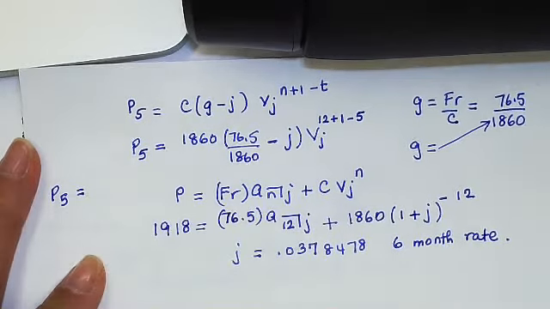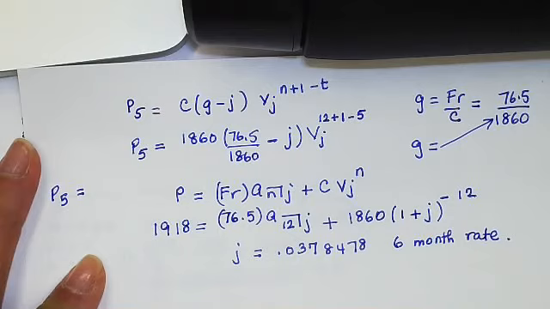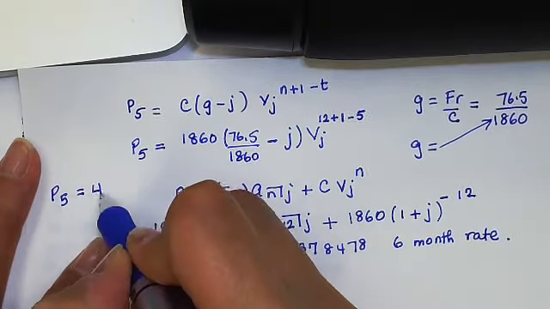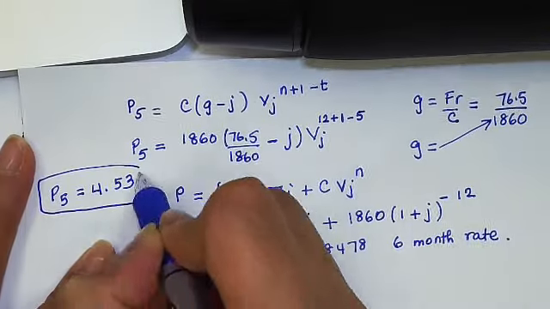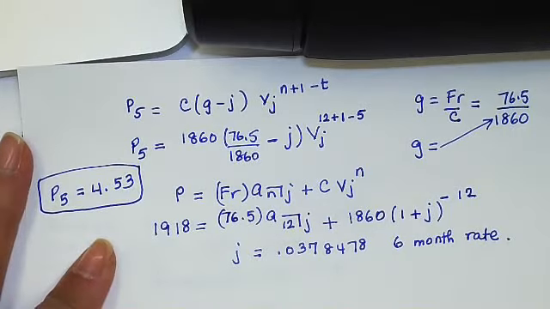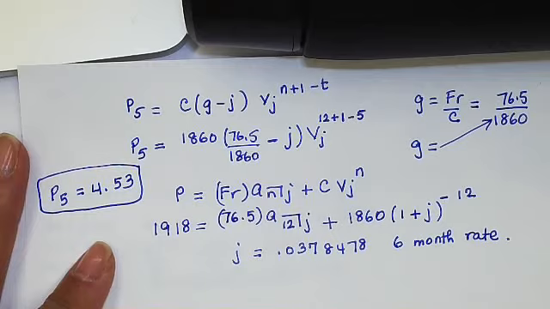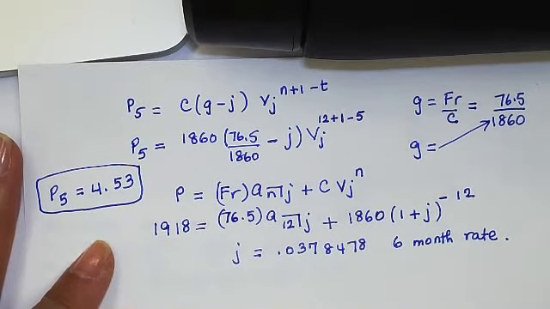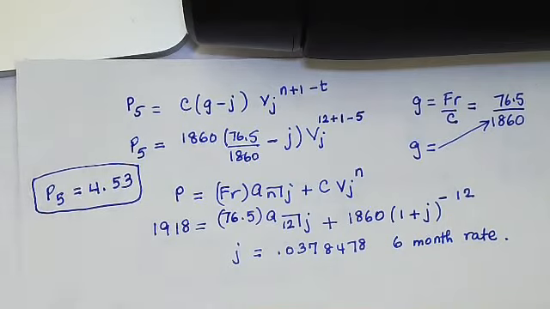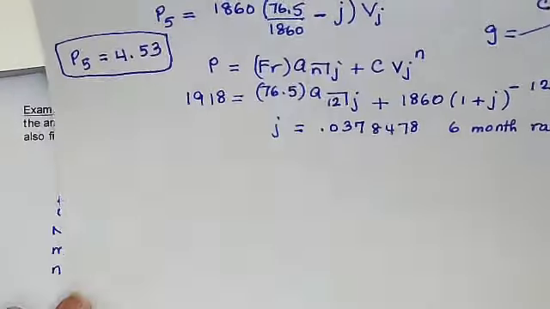Now that I have J, I can go put it into this P5 equation and solve that. So P5 turns out to be 4.53. That's one way to do this.